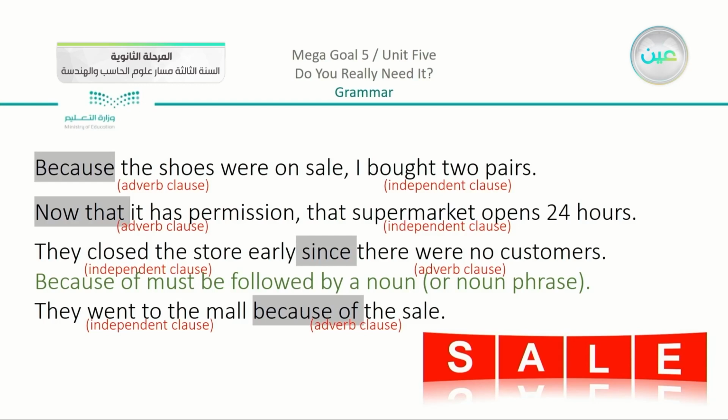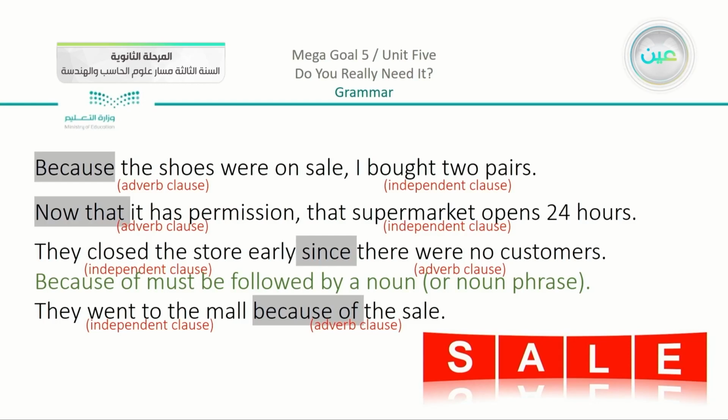The second example: "Now that it has permission, the supermarket opens 24 hours." So I do know that this supermarket opens 24 hours. Why? Now that it has permission. Now also we have here the third example: "They closed the store early since there were no customers." You can see that there is the adverb clause in the middle. We have the conjunction. So why did the store close? Since there were no customers.